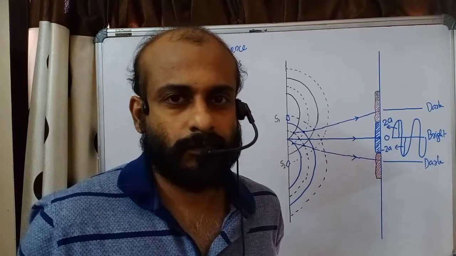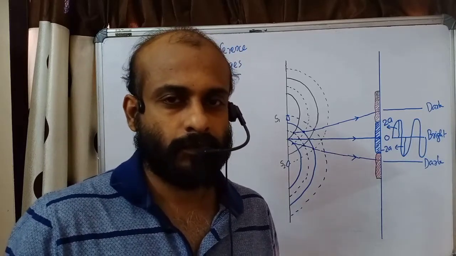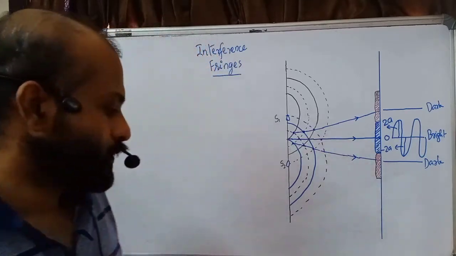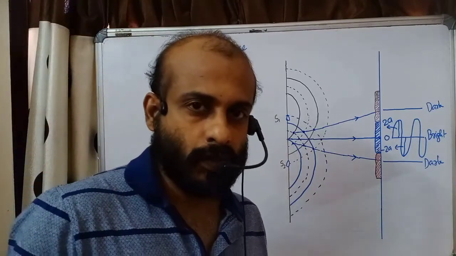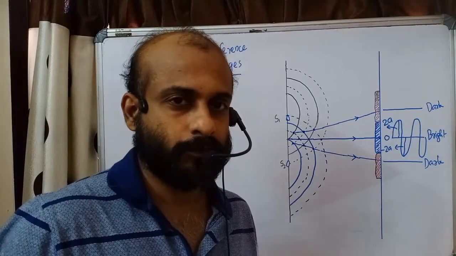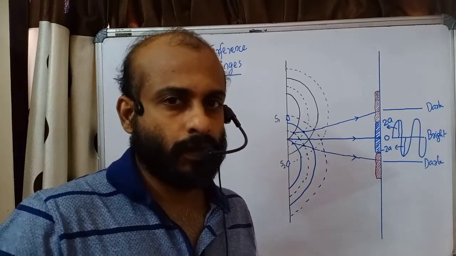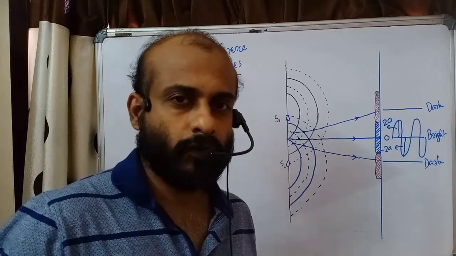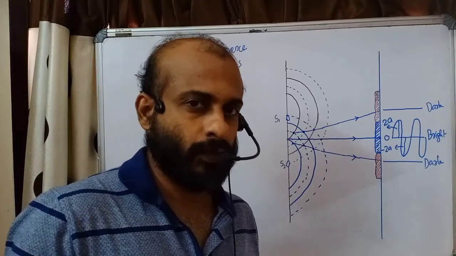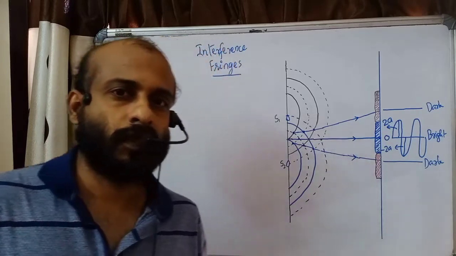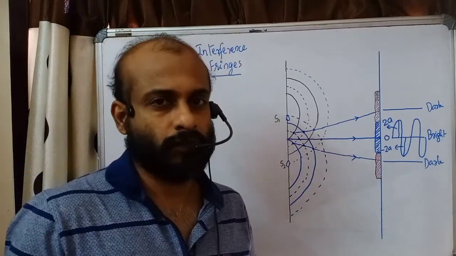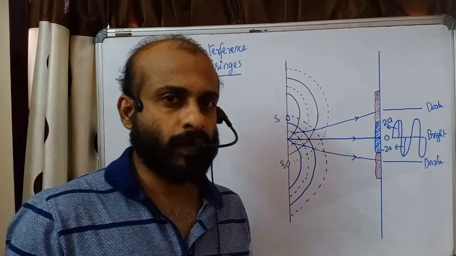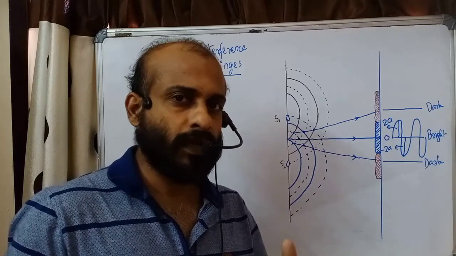Interference fringes, or the interference pattern, is the topic that we are going to see today. In the last class we have seen the difference between constructive and destructive interference. For constructive interference, the crest of one wave meets the crest of the other wave, or the trough of one wave meets the trough of the other wave. During destructive interference, the crest of one wave meets the trough of the other wave, so the net displacement will be 0.